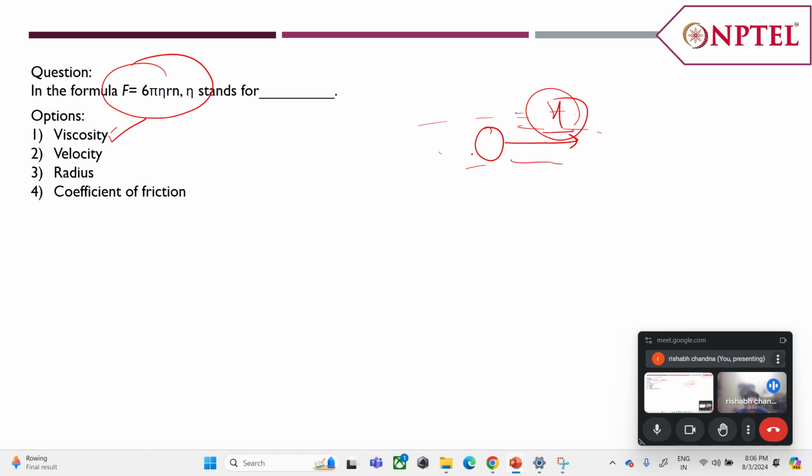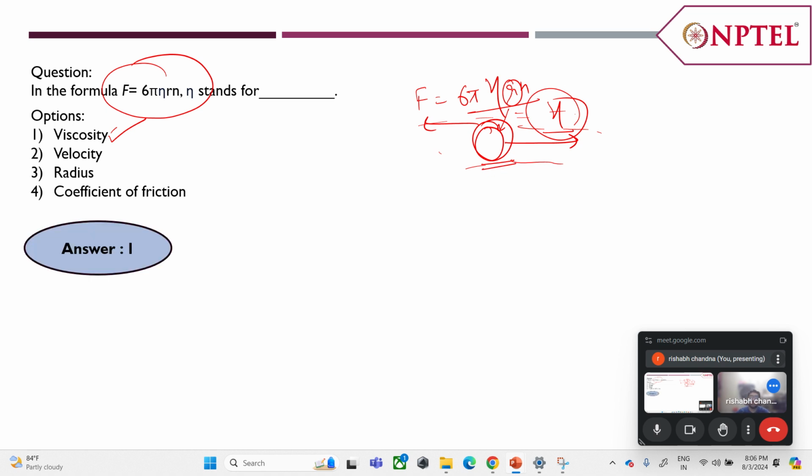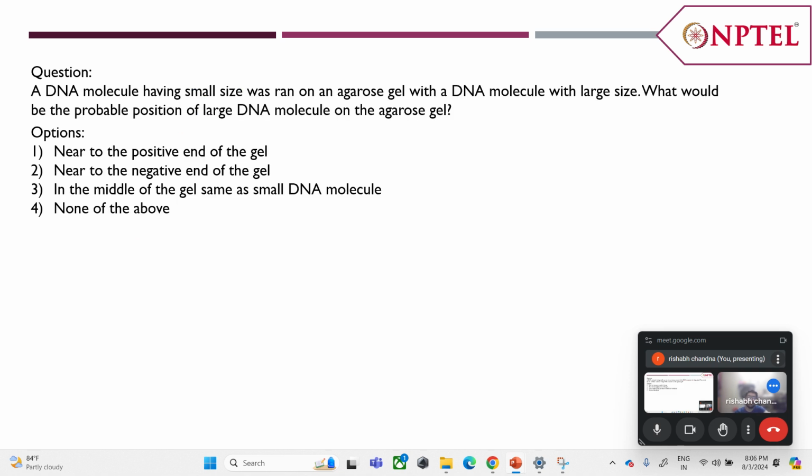So the force that is applied is equal to 6 pi eta r v. Here r is the radius of the particular moiety. So the correct answer is viscosity. Now moving on to the next question.